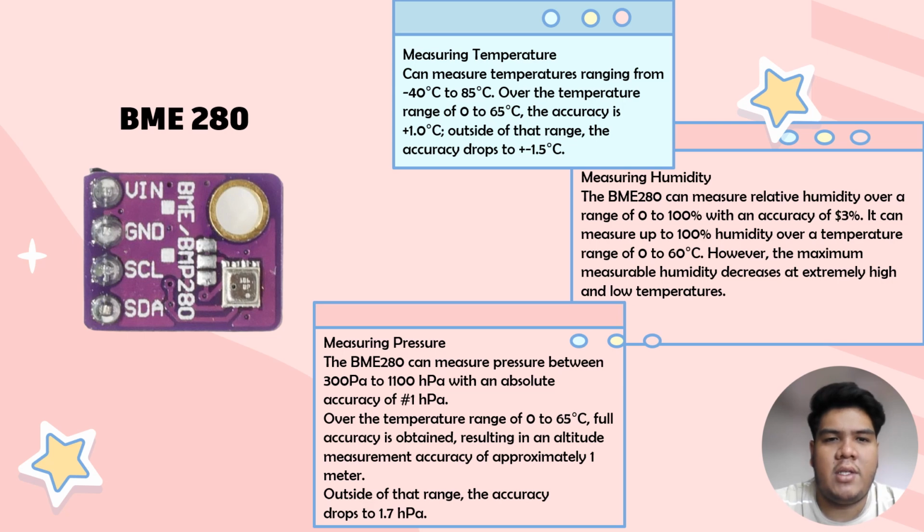Okay, the temperature that it can sense is about negative 40 degrees Celsius to 85 degrees Celsius. Over the temperature range, the accuracy is plus minus 1.0, so it's not too accurate. For the humidity, it can measure relative humidity over a range of 0 to 100%, with an accuracy of 3% only.